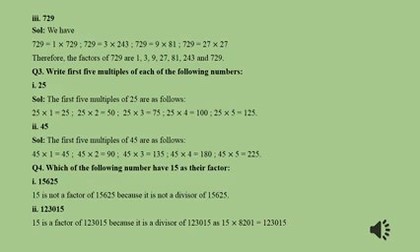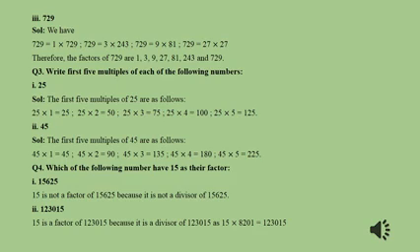To find the other multiple, we multiply the number 25 by 2. So 25 multiplied by 2 is 50. So 50 is its other multiple. To find the third multiple, we multiply the number 25 by 3, which is equal to 75. So 75 is the third multiple. To find the fourth multiple, we multiply 25 by 4, which comes out to be 100. So 100 is the fourth multiple. And to find the last, that is the fifth multiple, we multiply 25 by 5, which is equal to 125. So 125 is the fifth multiple.